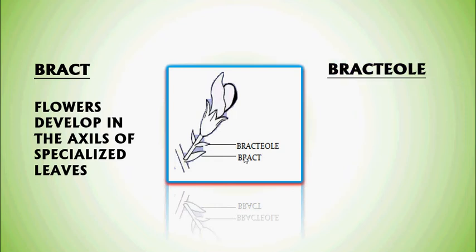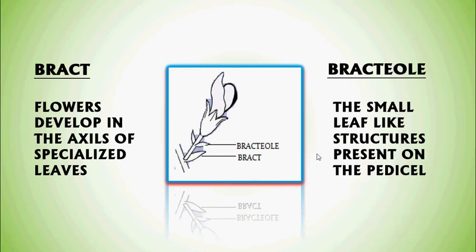Another part, bracteole. The small leaf-like structures present on the pedicel are called bracteoles. So this is the pedicel of the flower. On this pedicel, these leaf-like structures are called bracteoles.